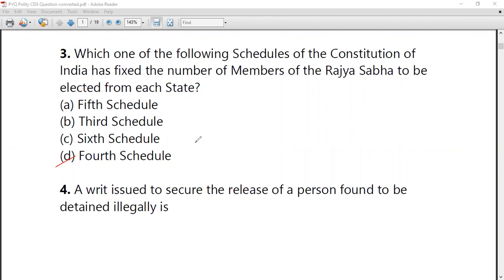Rajya Sabha is a permanent body as compared to the Lok Sabha. Lok Sabha dissolves after every 5 years. Okay, and the Rajya Sabha will not dissolve. But 1/3 of the members will retire after every 2nd year of Rajya Sabha. So Rajya Sabha is a permanent body where the Lok Sabha dissolves after every 5 years.